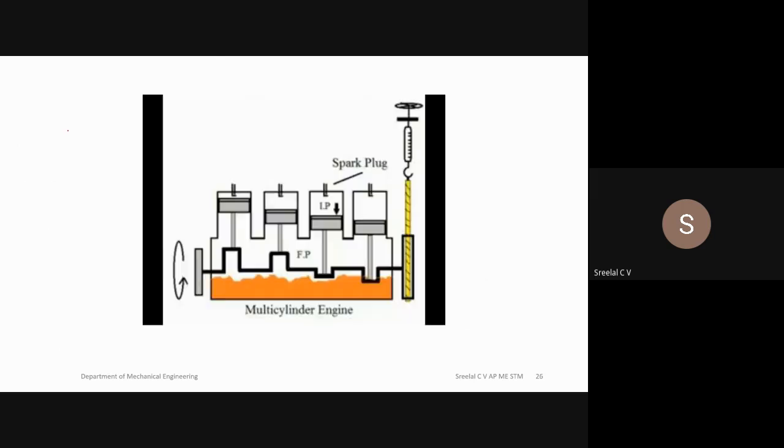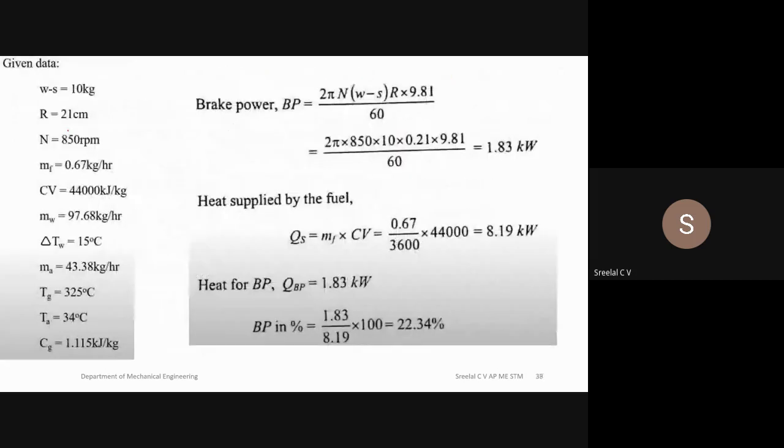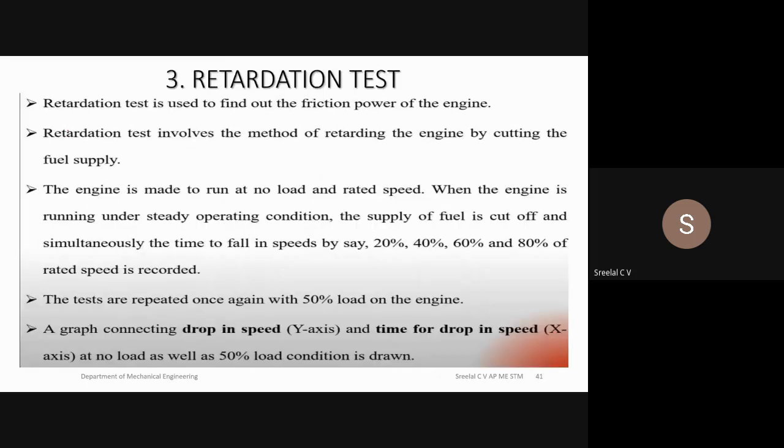Or the indicated power produced in each cylinder, or we can also find the total indicated power through it. Okay, so here there are retardation tests which are used to find out the frictional power of the engine, which is very simple. I think you have already done this, right? Your experiment in your lab? Yes, sir. Okay, so I think it will be very simple for you.